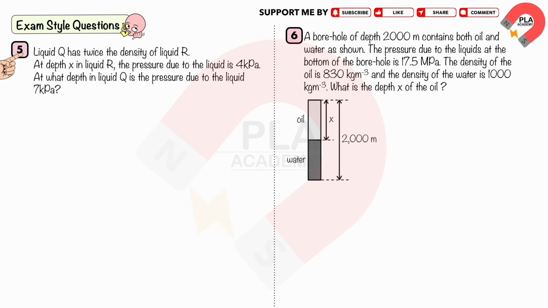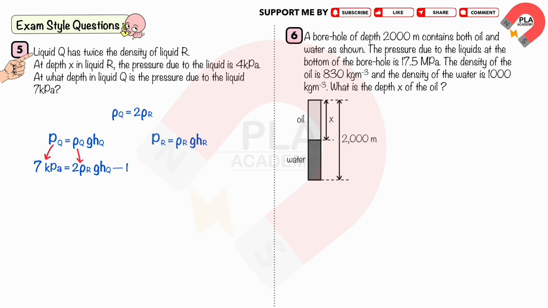Exam-style question 5. Liquid Q has twice the density of liquid R. At depth x in liquid R, the pressure due to the liquid is 4 kPa. At what depth in liquid Q is the pressure due to the liquid 7 kPa? The pressure due to liquid Q, PQ, equals ρQ g hQ. Substituting PQ equals 7 kPa and ρQ equals 2ρR, like this. The pressure due to liquid R, PR, equals ρR g hR. Substituting PR equals 4 kPa and hR equals x, like this.